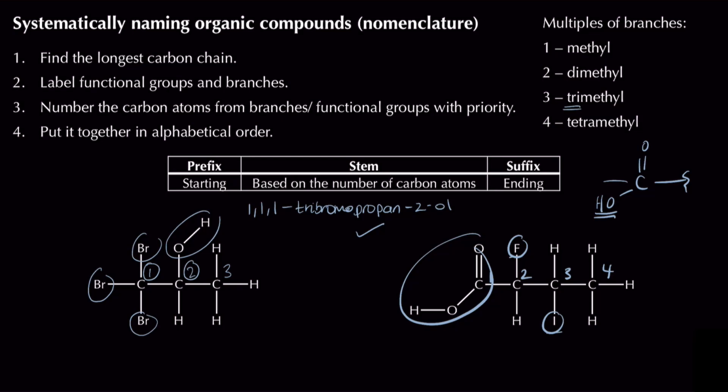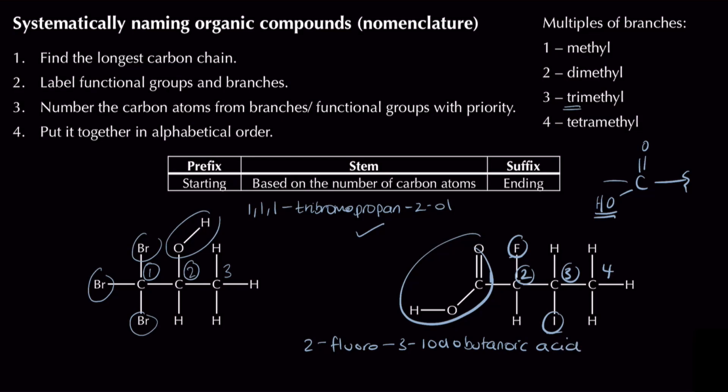But then what about these iodos and fluoros? Well, in terms of the positions, they're at position 2 and position 3. So in alphabetical order, F comes before I, so I end up with 2, then hyphen, fluoro. Then a hyphen again to separate the numbers from letters, and then 3-iodo, and then we end up with our stem, which is but, and then we say anoic, and then we put a space, and then acid.